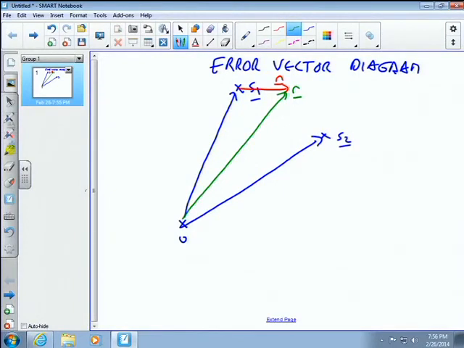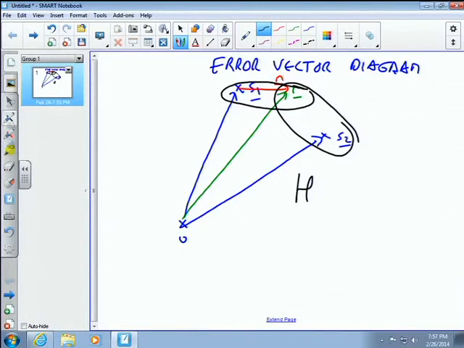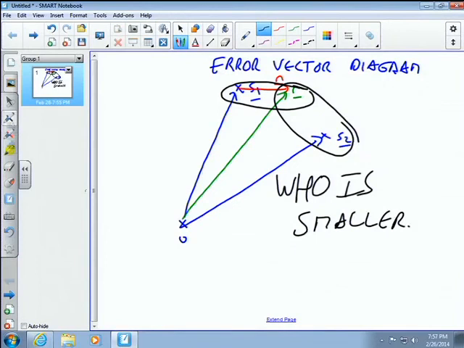Well, we'll see. So I'm sort of jumping the gun by maybe almost an entire lecture. What you want to do is translate the distance of R with S1 and the distance of R with S2 and say, who is smaller? That's the big question. Basically, who's closer? Is R closer to S1 or S2?